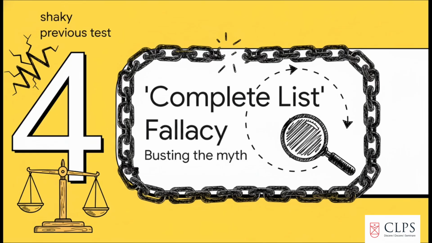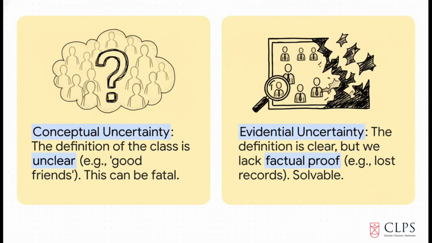Okay, so we've poked some serious holes in the AGP test for discretionary trusts. But what about fixed trusts? What about that super strict-sounding complete list test? Well, let's turn our critical eye to that one now. The absolute key to dismantling this idea is getting the difference between 2 types of uncertainty.